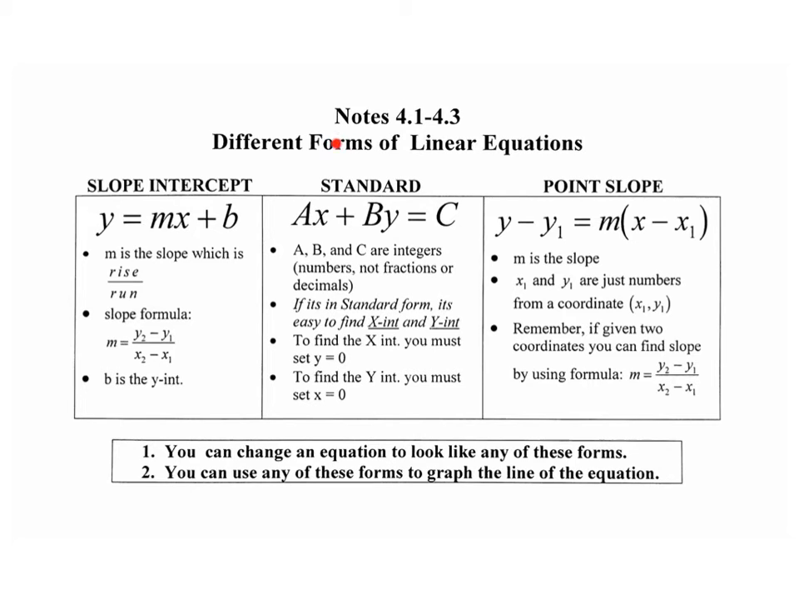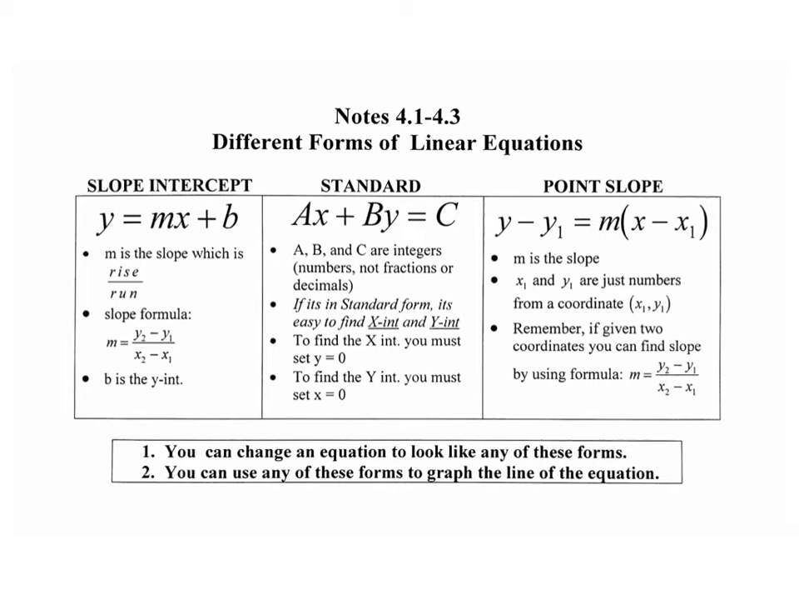Now remember, the word form just implies the appearance, the way it's organized, right? So you're going to be able to take an equation, like let's say I told you, here's the m is 3, the b is 4, your equation's y equals 3x plus 4. Technically, that equation could be changed to a standard form. It could also be changed to a point slope or vice versa. Here's a fact about these forms. You can change an equation to look like any of these forms. Okay, it's kind of like having Play-Doh and messing with it, changing the shape of what it is. It also says you could use any of these forms to graph the line of an equation.